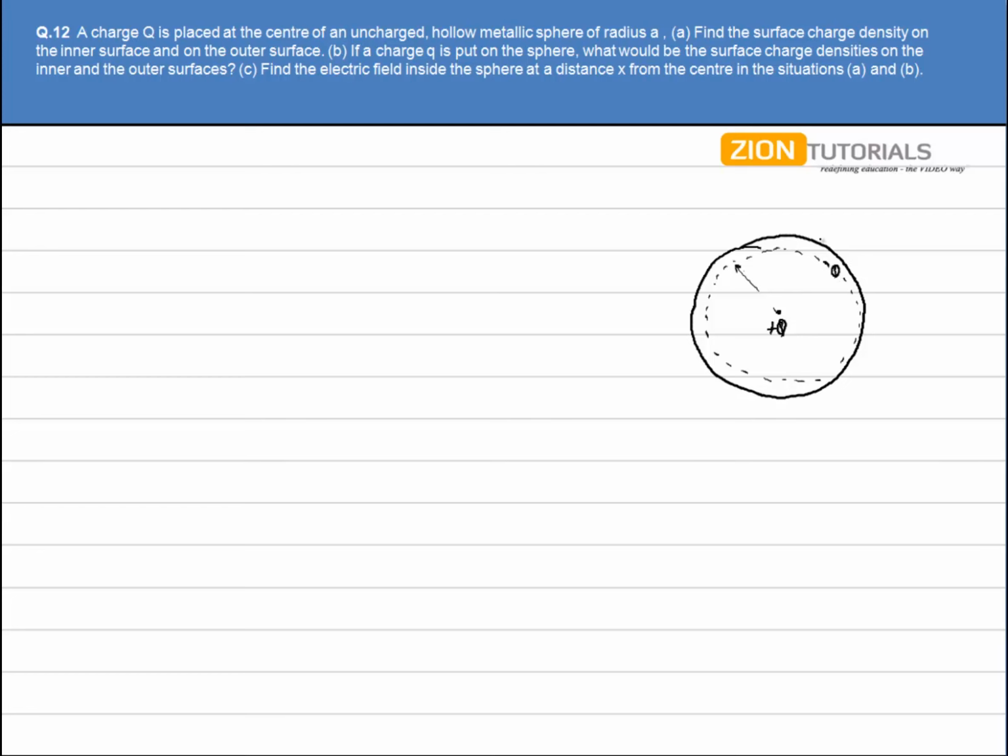Now clearly, since the total metallic sphere does not have any net charge, and minus q is induced on the inner part of it, an equal and opposite charge, positive q, will be induced on the outer surface of the metallic sphere. So the surface charge density for the inner surface will be given by the total charge on the inner surface, that is minus q, divided by the area, that is 4 pi a square, and similarly the surface charge density for the outer surface will be plus q by 4 pi a square.